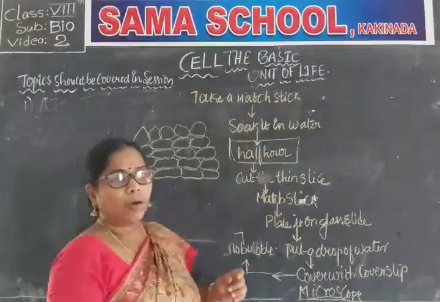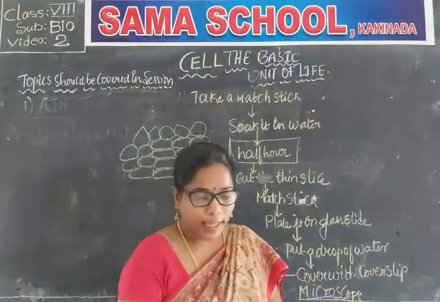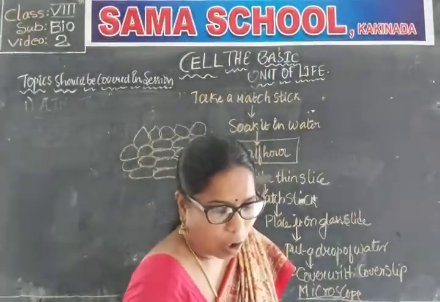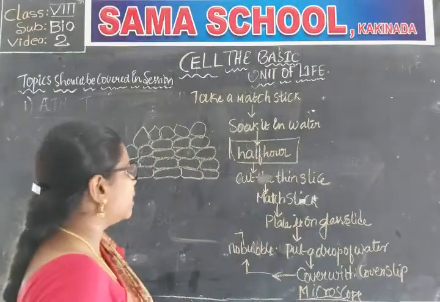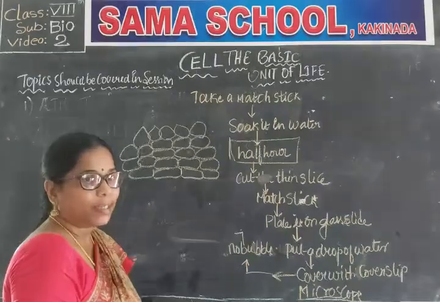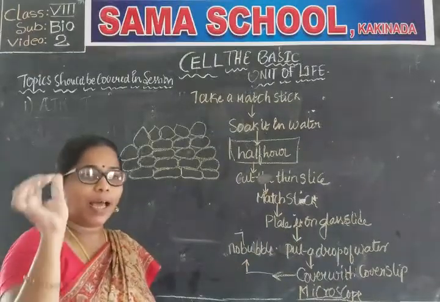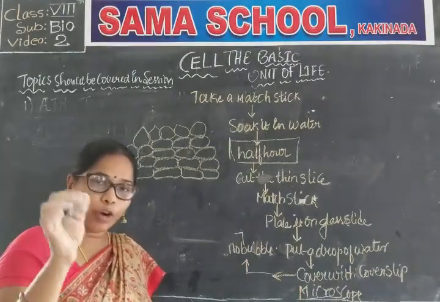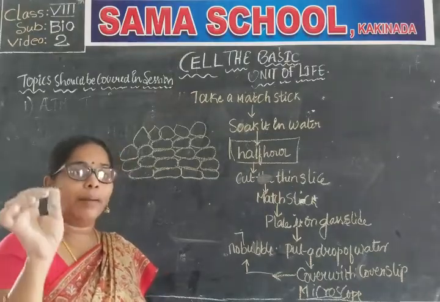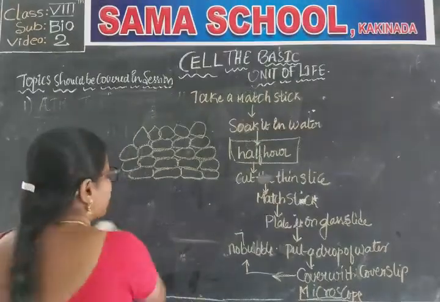So we'll go for the next activity, that is observing the onion peel. What was our first topic? Observing the matchstick. Then we are going to observe the onion peel cell.